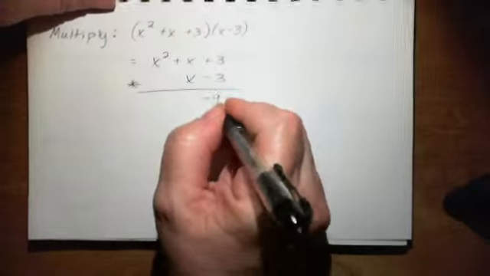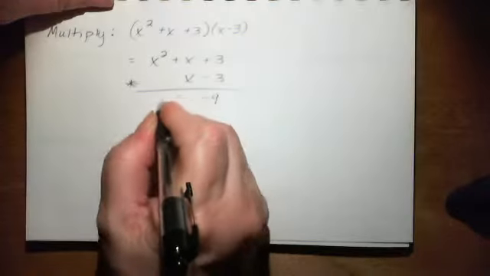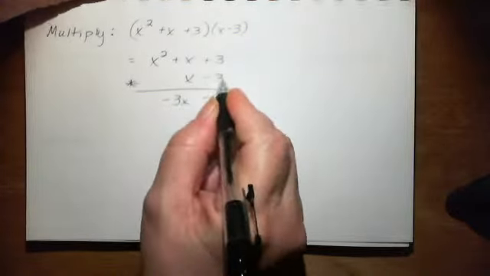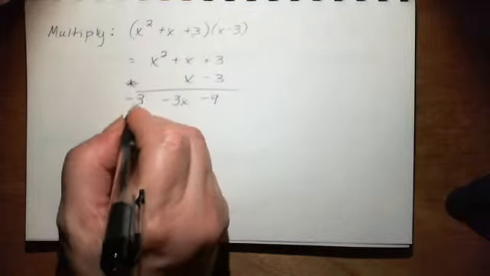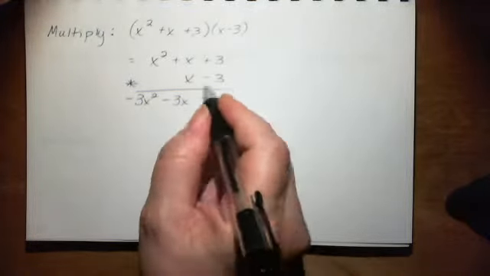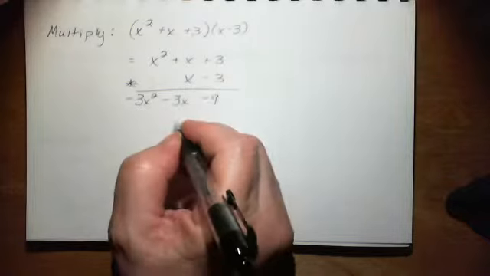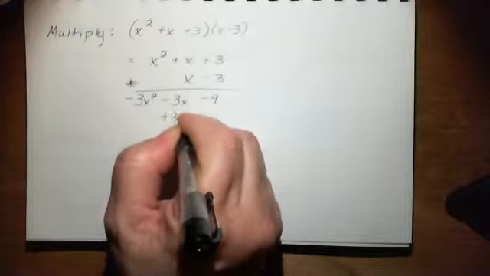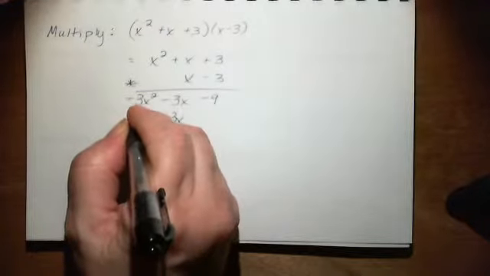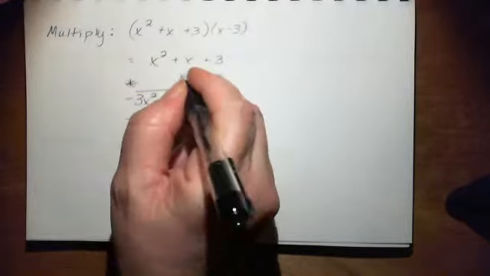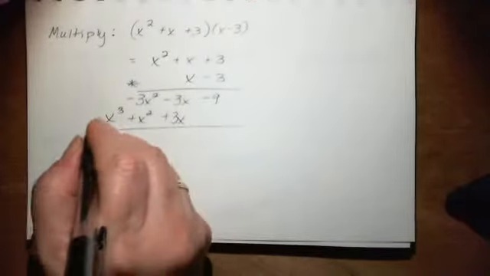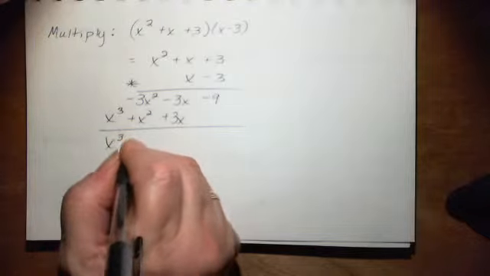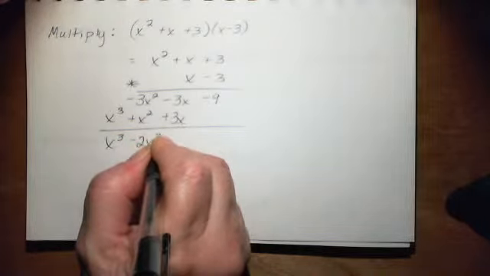Start multiplying with negative 3 times positive 3 for negative 9, negative 3 times positive x for negative 3x, negative 3 times x squared for negative 3x squared. Then begin to multiply with the x and answer under the x. x times 3 for positive 3x, x times x for positive x squared, x times x squared for positive x cubed.